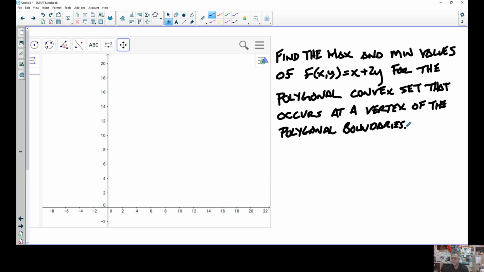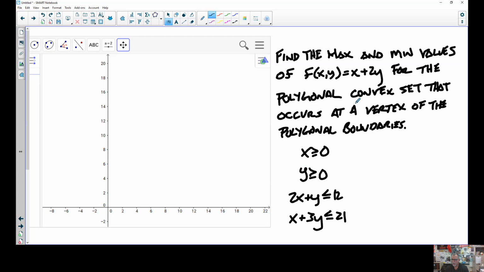And what it's basically saying is this. They're going to give us another system, x greater than or equal to 0, y greater than or equal to 0, 2x plus y less than or equal to 12, and x plus 3y less than or equal to 21. So what does this mean? Well, it means we have to first graph this. All right, so we're going to graph the system.